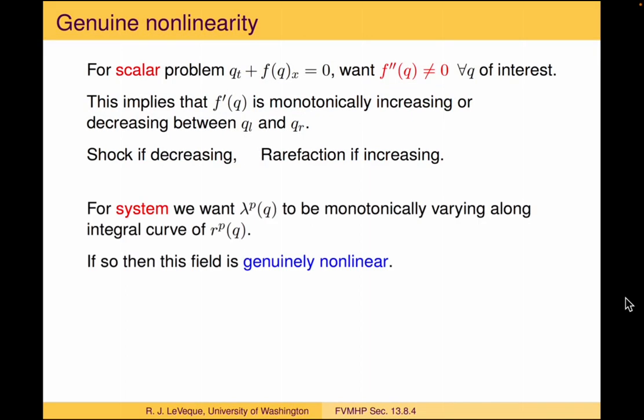And now for a system of equations, what we need is that for a particular wave family p, we want lambda p of q to be monotonically varying along the integral curve corresponding to that component. In other words, the curve that's always tangent to the eigenvectors r p that go along with the eigenvalue lambda p. If so, then we say that this field is genuinely nonlinear.